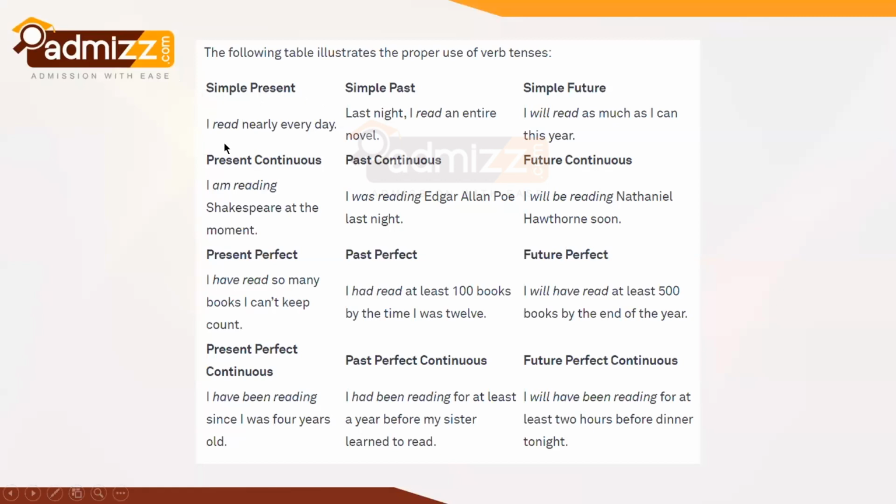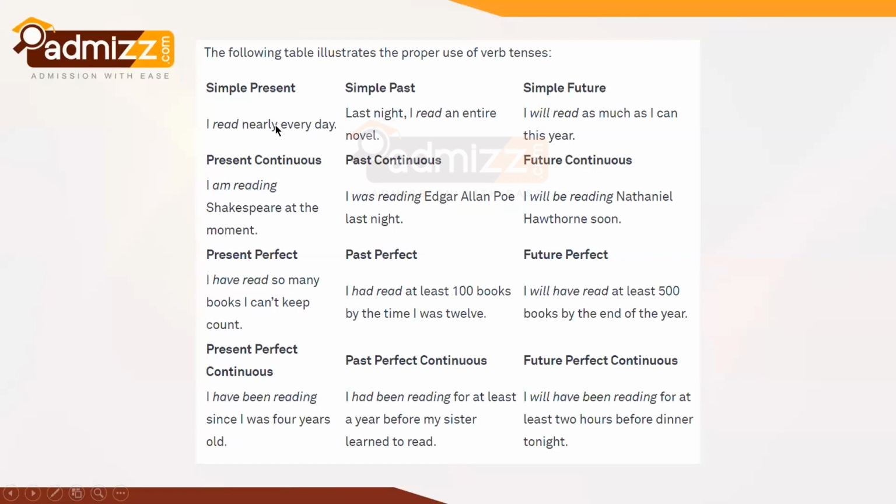Simple present is usually used to describe habits. So I've got a particular sentence here: I read nearly every day. And I've used the same sentence to describe a particular thing in different time frames. For instance, this is in present, this is in past, this is in future, and so on. So in simple present, it's I read nearly every day. I describe a habit. In simple past, it can be last night I read an entire novel. In future, it can be I will read as much as I can this year.